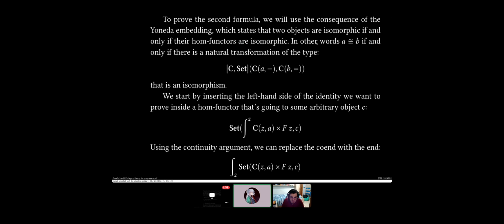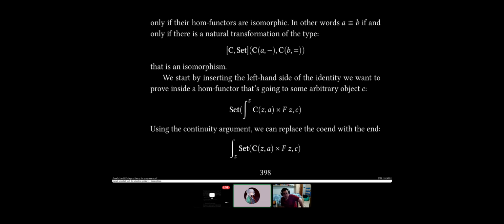Basically A is isomorphic to B if there is a natural transformation of this type, which is an isomorphism, which means there needs to be an inverse. Let me make this a bit smaller. We start by inserting the left-hand side of the identity inside of a home functor that's going to some arbitrary C. So the left-hand side of the identity is this one. So we put this in a home functor that goes to C.